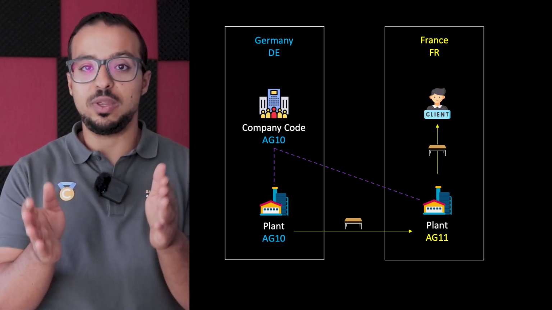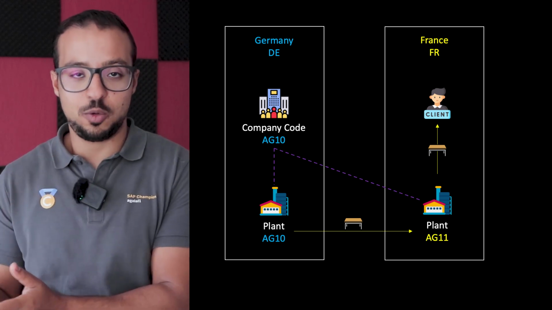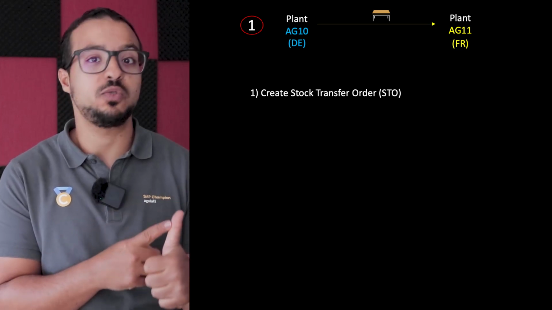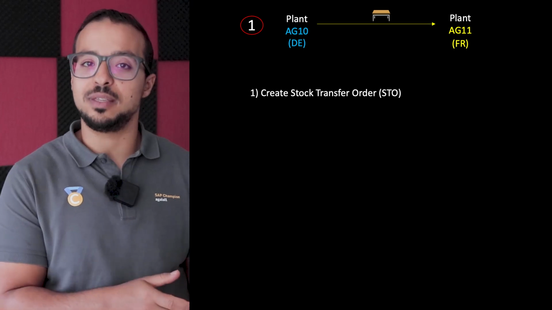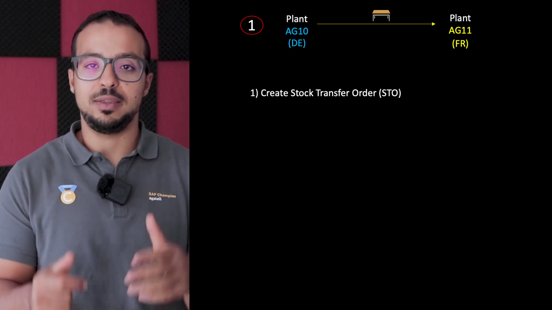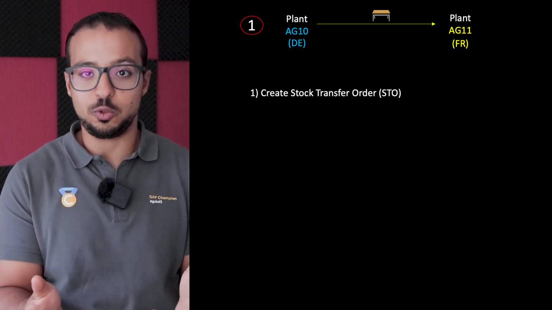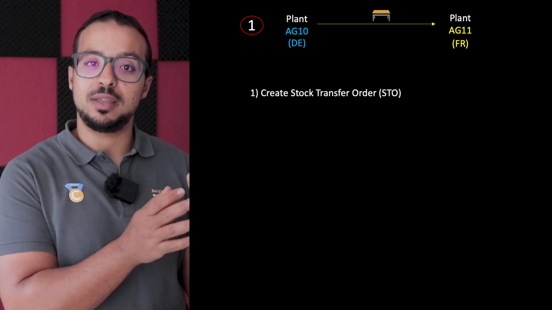Now, if we look into the first part of the process, the stock transfer from our plant in Germany to our plant in France. The first step is to create a stock transfer order, which is a special type of purchase order. We are going to see this in the demo in the next video. So we define a stock transfer order, and in the stock transfer order, we say that we are transferring a product, so the quantity that we want to transfer from our plant in Germany to our plant that is in France.